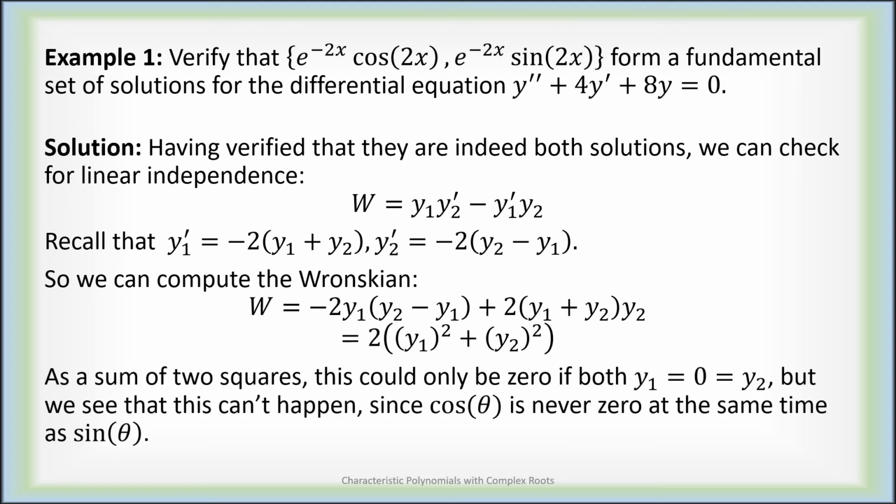The sum of two squares can't be negative, and it can only be 0 if each of the two terms is 0. So the only way this Wronskian can be 0 is if y1 and y2 are both 0 at the same time. Now y1 and y2 are both exponentials times a trig function. The exponentials can't be 0, so the only way these could both be 0 at the same time is if cosine of 2x and sine of 2x are 0 for the same value of x. But cosine and sine are never 0 at the same time. Therefore, y1 and y2 are never 0 at the same time, and therefore this Wronskian cannot possibly be equal to 0.